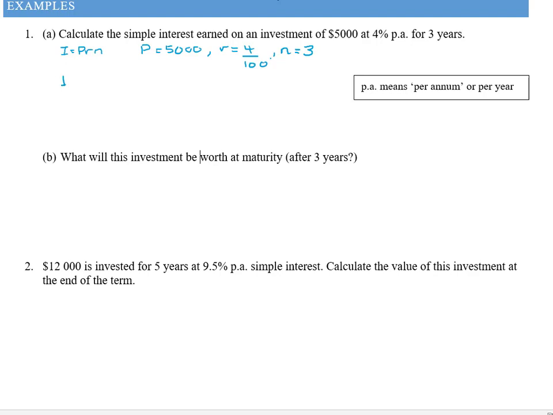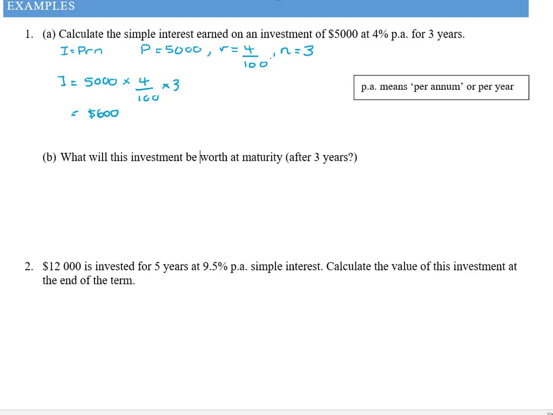So all I simply do is substitute all of these numbers into my formula, and then I pick up my calculator, and I come up with the answer, and in this case I get $600. Now the thing to note on simple interest is this is the interest only.